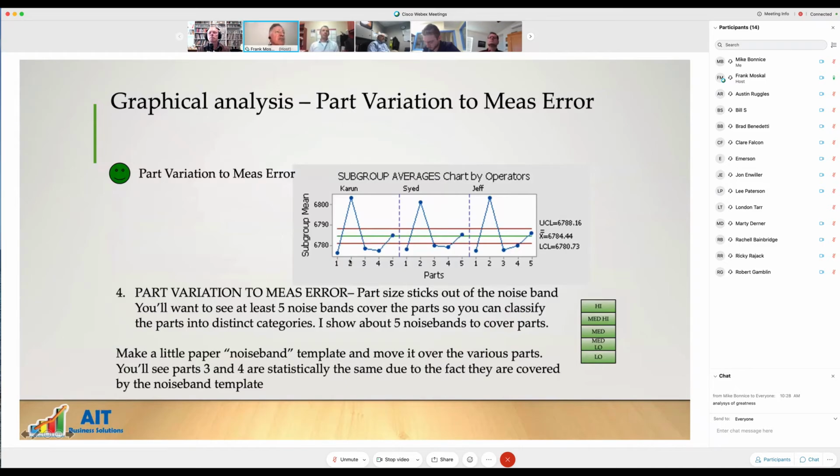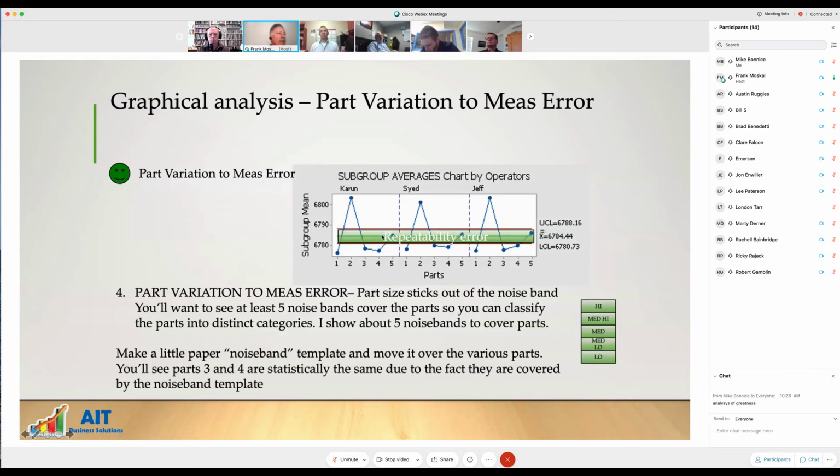Again, for the part variation to measurement error for number 4, a lot of times a game I use, I call it the Lego game, right? Where we try to say, okay, if this is repeatability error, how many of these repeatability bands would cover my parts? And I'd like to see 5 to 1.